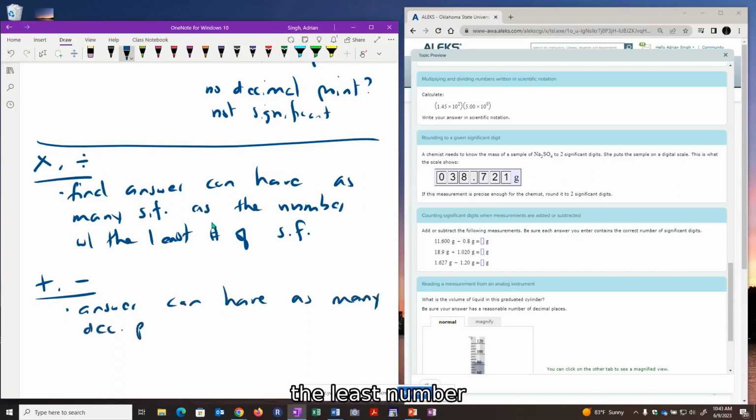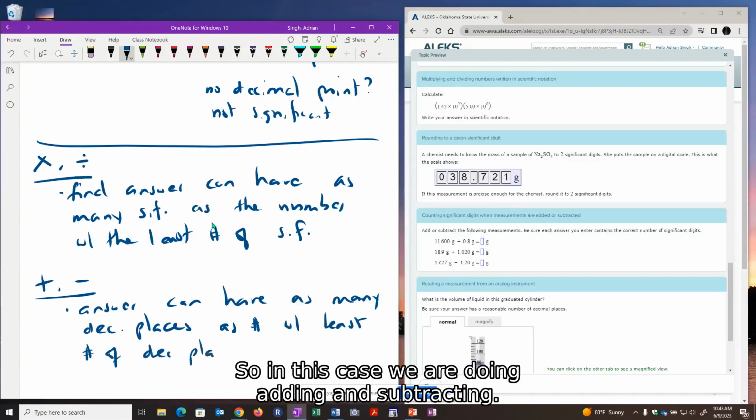As the number with the least number of decimal places. So in this case, we are doing adding and subtracting.